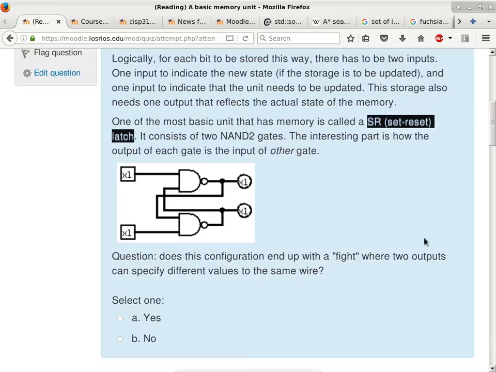You mean the initial state? Yeah, the initial state. How can you get any one of those to be something if they're dependent upon each other? Okay. It has to settle to one of the two configurations.